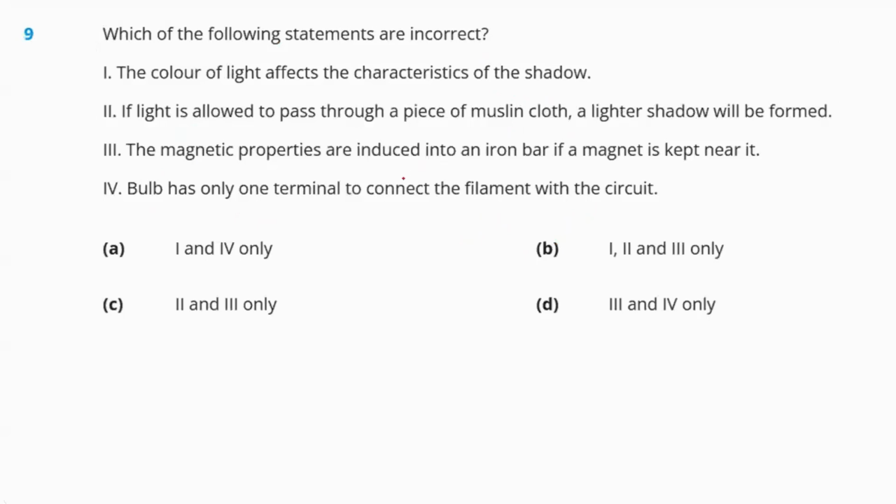Question number 9. Which of the following statements are incorrect? The color of light affects the characteristics of the shadow. No. If light is allowed to pass through a piece of muslin cloth, a lighter shadow would be formed. Yes. The magnetic properties are induced into an iron bar if a magnet is kept near it. Yes. A bulb has only one terminal to connect the filament with the circuit. No. Our correct answer is option A.